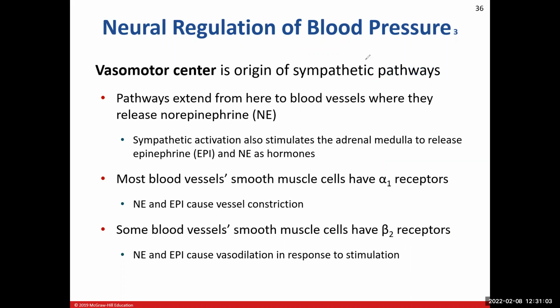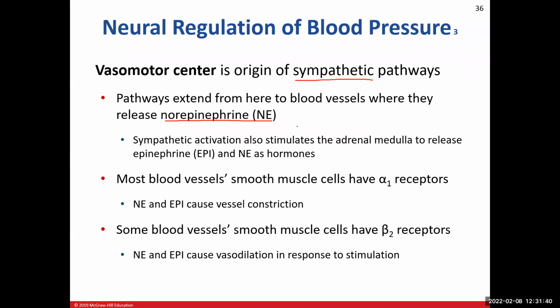The vasomotor center. Remember, the only part of your autonomic nervous system that can affect your blood vessel diameter is the sympathetic nervous system. So the vasomotor center is only governed by the sympathetic nervous system. So what we are going to see here is norepinephrine being released onto these blood vessels. Norepinephrine is our neurotransmitter here.